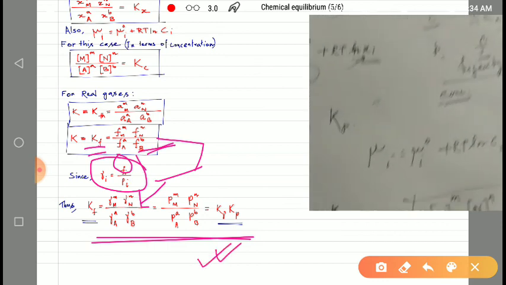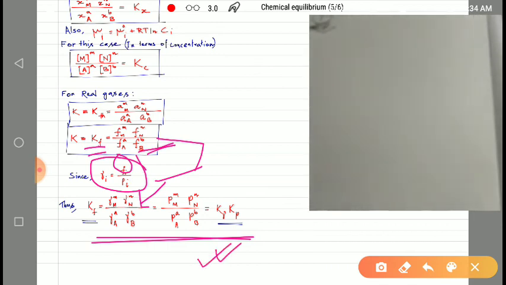I hope you understand the derivation part of the law of chemical equilibrium. It is very interesting, so try to understand it, and if you have any idea, then you can write to me.